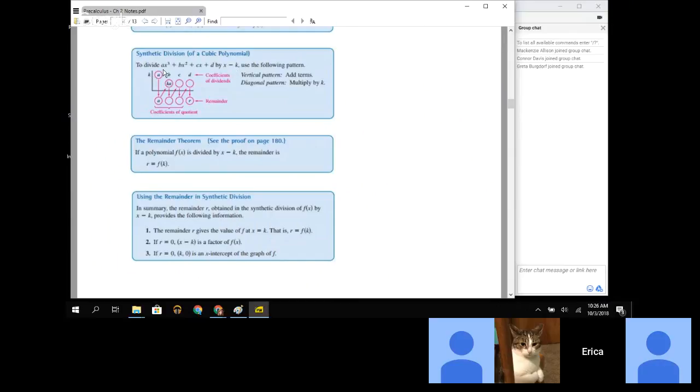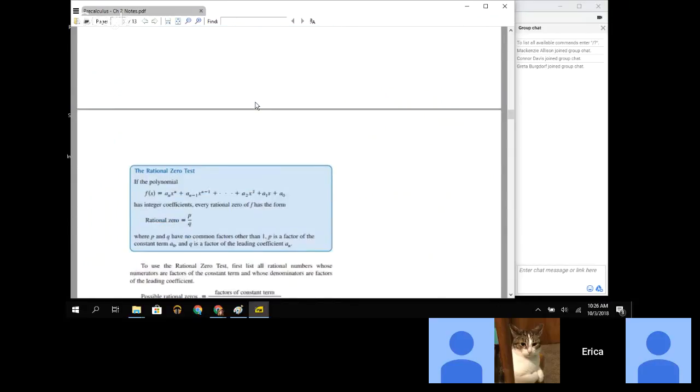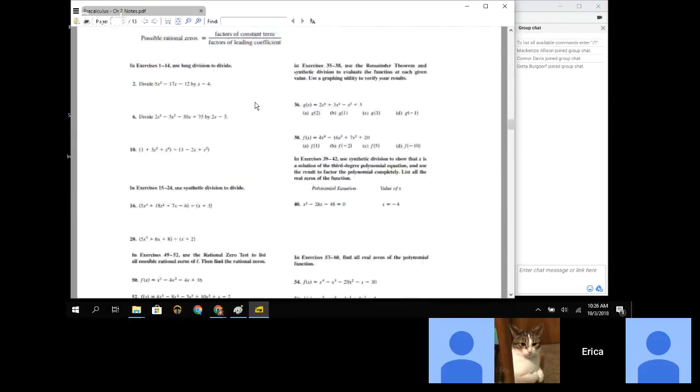Okay. Then there's this little pattern. You bring down the a, and then you multiply that by k. Okay. And then you add together and multiply by k, add together, multiply by k, and whatever is left over is your remainder. So you guys can totally do that based off of my explanation, right? Not. All right, so let's try this.